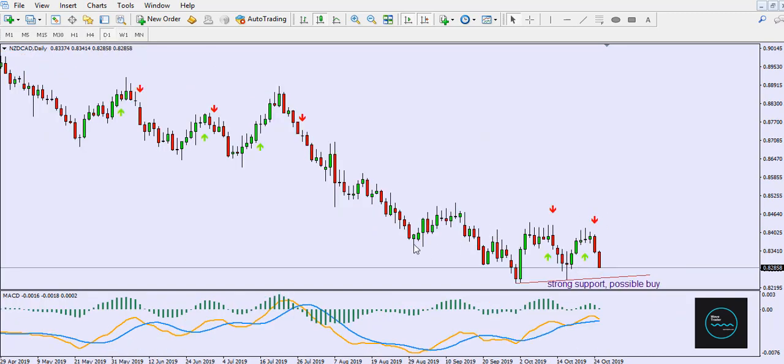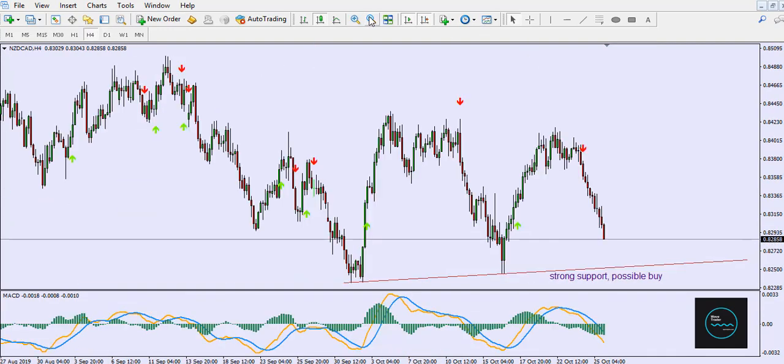So on the daily, we had this positive divergence situation here, pushed the market up, and then it was resisted and it came down. The market tried again, it was pushed down strongly. So this area can be seen as an area of support. Okay, so this is the 4-hour chart.